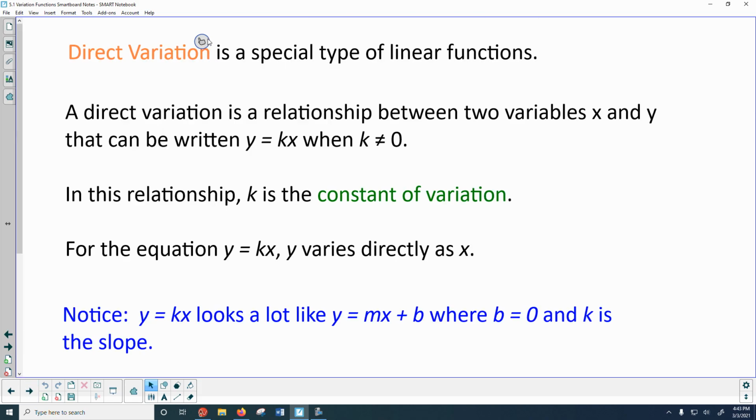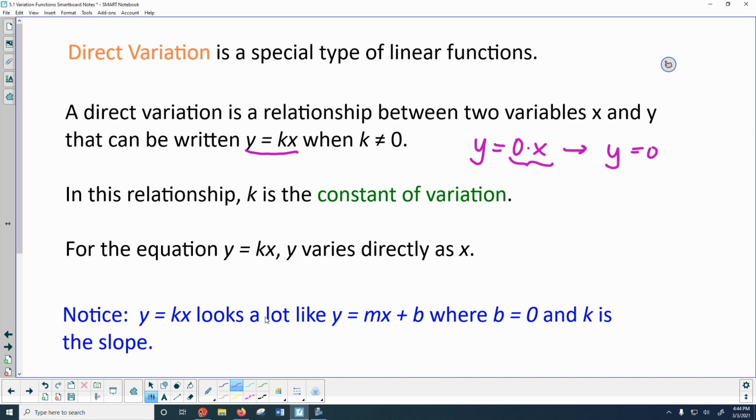Starting off, we have that direct variation is a special type of linear function. And we know that linear functions are equations that are most often written in the form y equals mx plus b. A direct variation is a relationship between two variables x and y that can be written in this form, y equals kx. And that is special, and it only works when k is not equal to 0. If it was equal to 0, it would just be y equals 0 times x, which then is just y equals 0, because 0 times anything is 0.